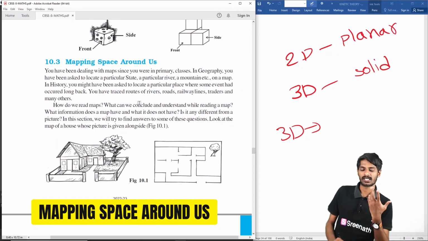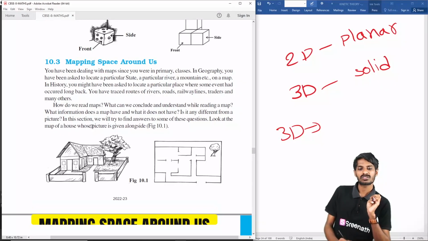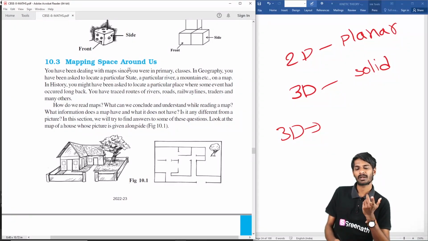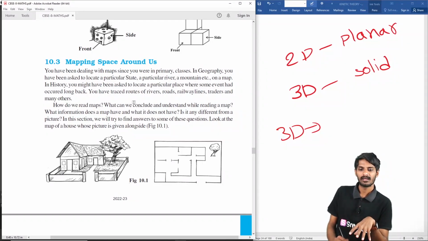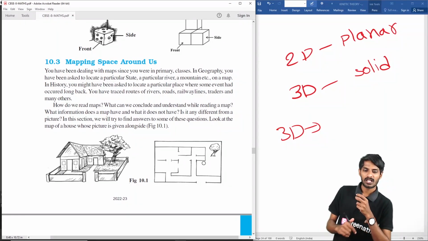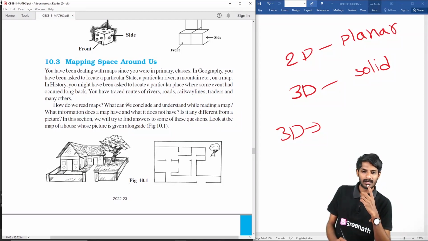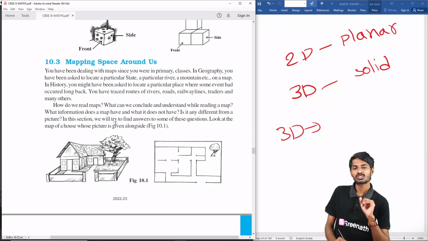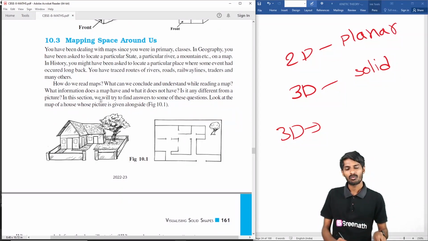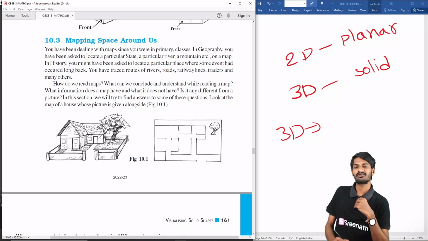Mapping space around us. Okay, we have discussed previously in the primary classes about maps in geography, in social science, students. In the maps there are particular rivers, particular states, particular mountains, and where and how they are located. So we have traced out the routes of rivers, roads, railway lines, traders, and many other things like that. So how do we read maps? What can we conclude and what can we understand while reading maps? What information do you get?